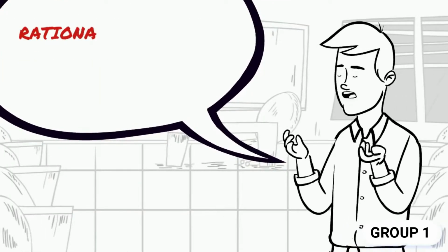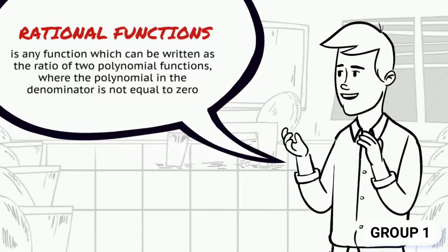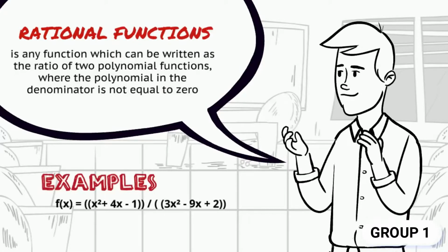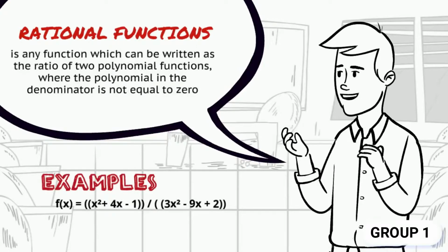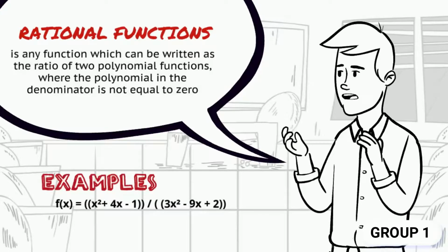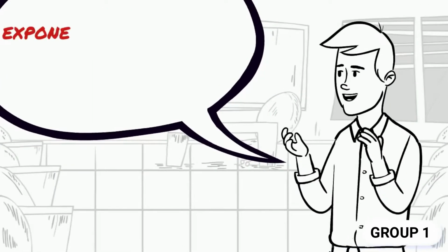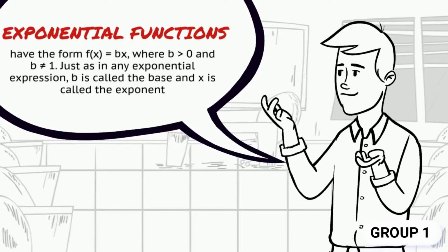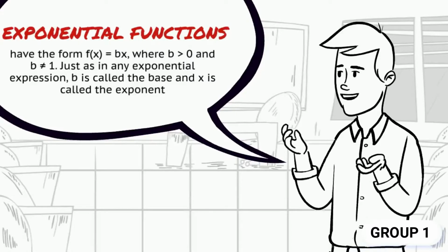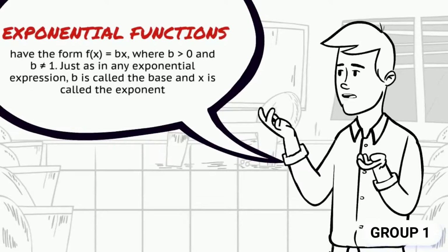Third, a rational function is any function which can be written as the ratio of two polynomial functions, where the polynomial in the denominator is not equal to 0. An example of this is f(x) = (x^2 + 4x - 1) / (3x^2 - 9x + 2). Exponential functions, on the other hand, have the form f(x) = b^x, where b is greater than 0 and b is not equal to 1. Just as in any exponential expression, b is called the base and x is called the exponent.